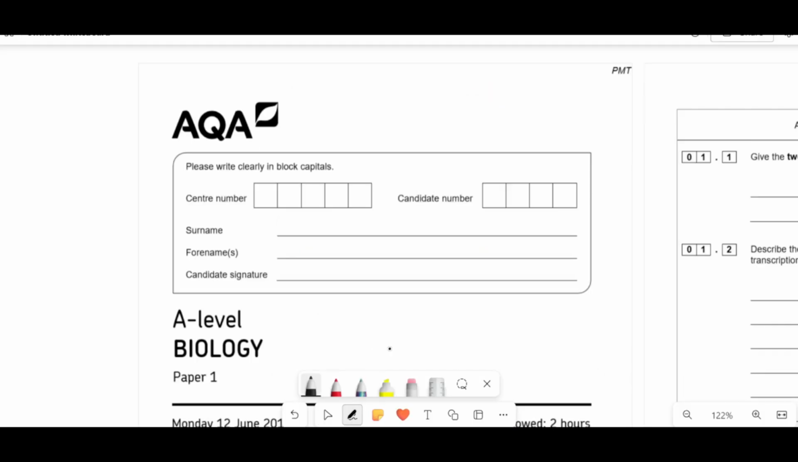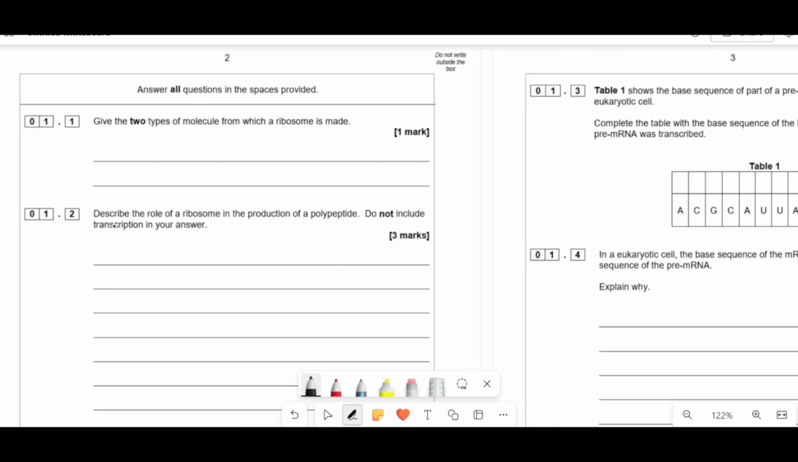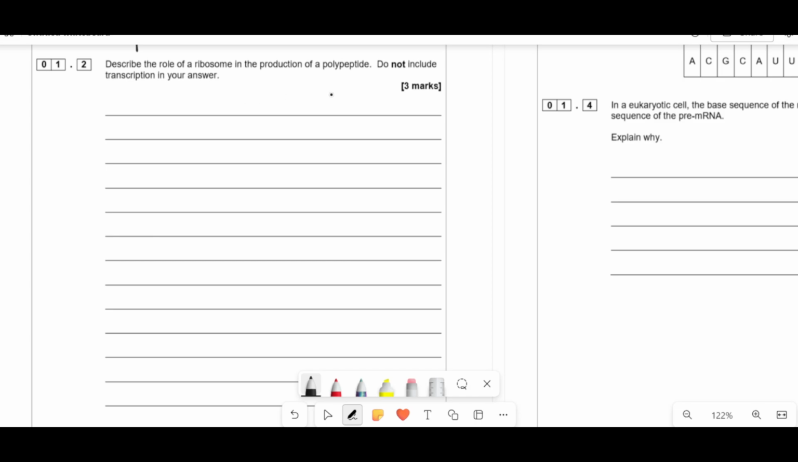Hello everybody, welcome back to another episode of the A-Level Cookbook. Today we're going to be doing the AQA A-Level Biology, paper 1 from June 2017. It says, give two types of molecules from which a ribosome is made. Ribosomes are made of RNA, so ribosomal RNA, first of all. And also, it's made of protein. So, proteins.